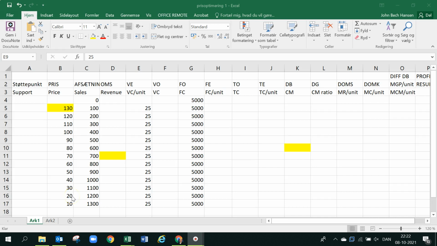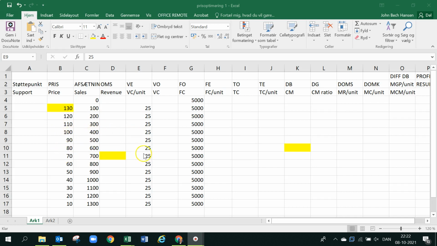Okay, welcome to this presentation of how to optimize the price. Optimizing price is about making the best profit. And in this market, we can see a typical simplified correlation between price and sales. So we have a picture or feeling about how this market will react to our prices.